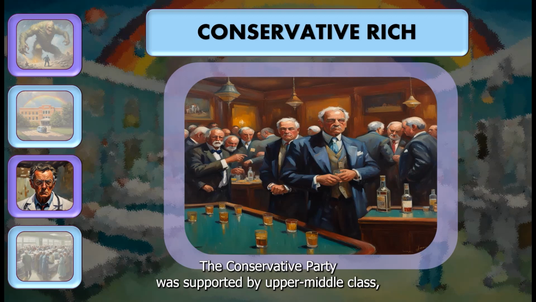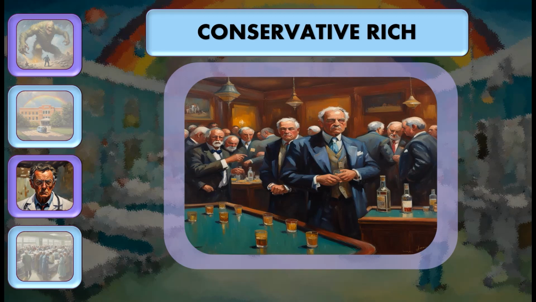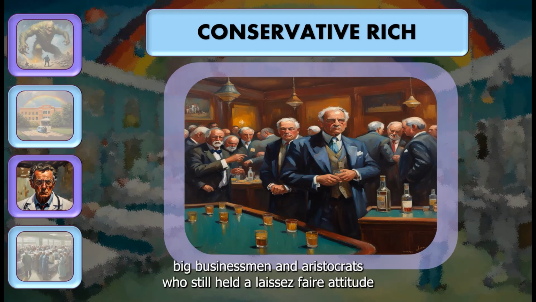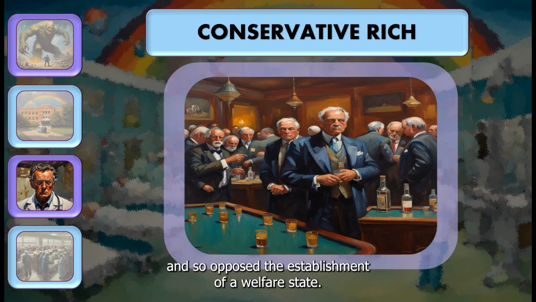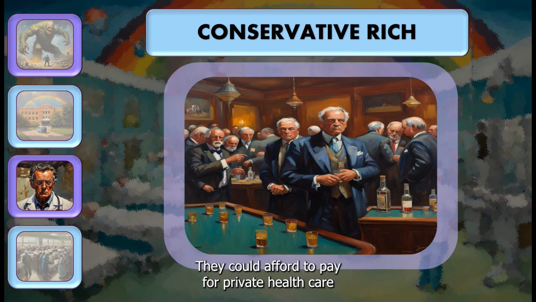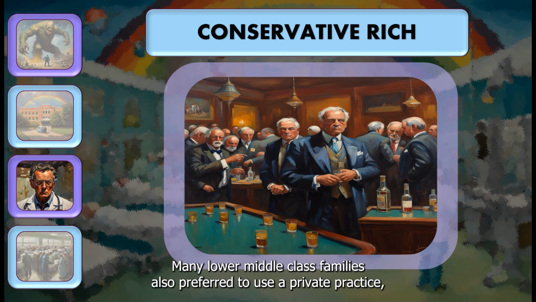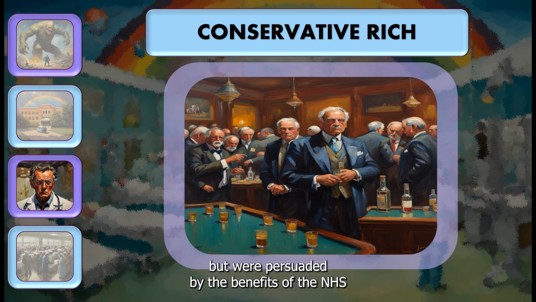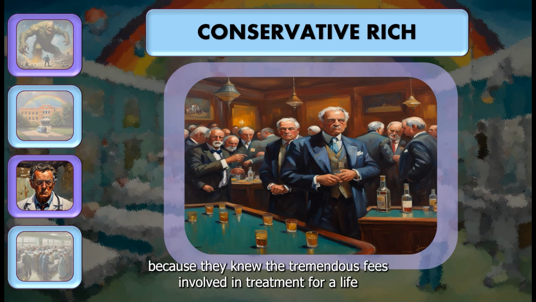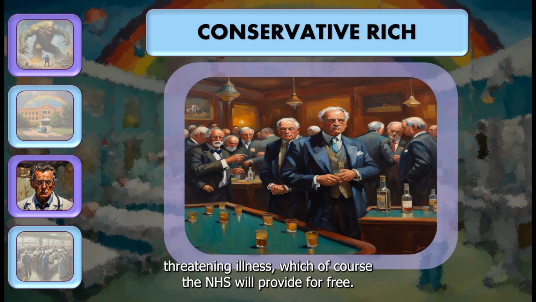The Conservative Party was supported by upper-middle class, big businessmen, and aristocrats, who still held a laissez-faire attitude, and so opposed the establishment of a welfare state. They could afford to pay for private health care, and so would receive no direct benefit from the NHS. Many lower middle-class families also preferred to use a private practice, but were persuaded by the benefits of the NHS, because they knew the tremendous fees involved in treatment for a life-threatening illness, which of course the NHS will provide for free.